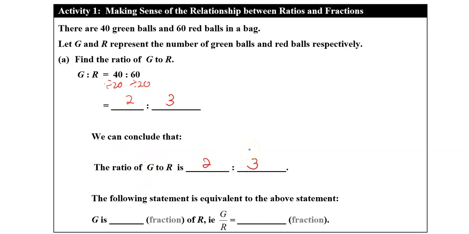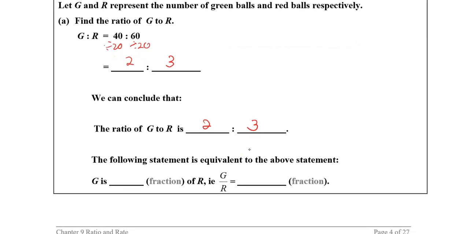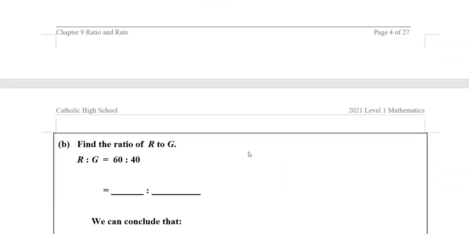So we can conclude that the ratio of G is to R is 2 is to 3. The following statement is equivalent to the above statement: if we compare the numerical value of G, G is 2/3 of R. We convert the ratio into fraction form, so G over R is 2 over 3. We can express the proportion as a fraction as well as in the form of a ratio. They are both interchangeable depending on the question you are dealing with.